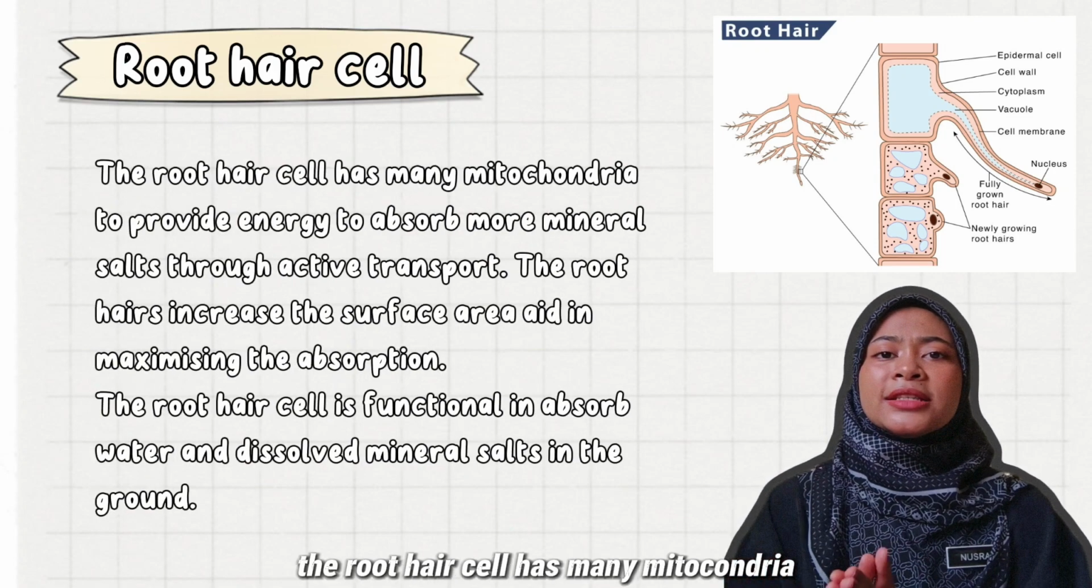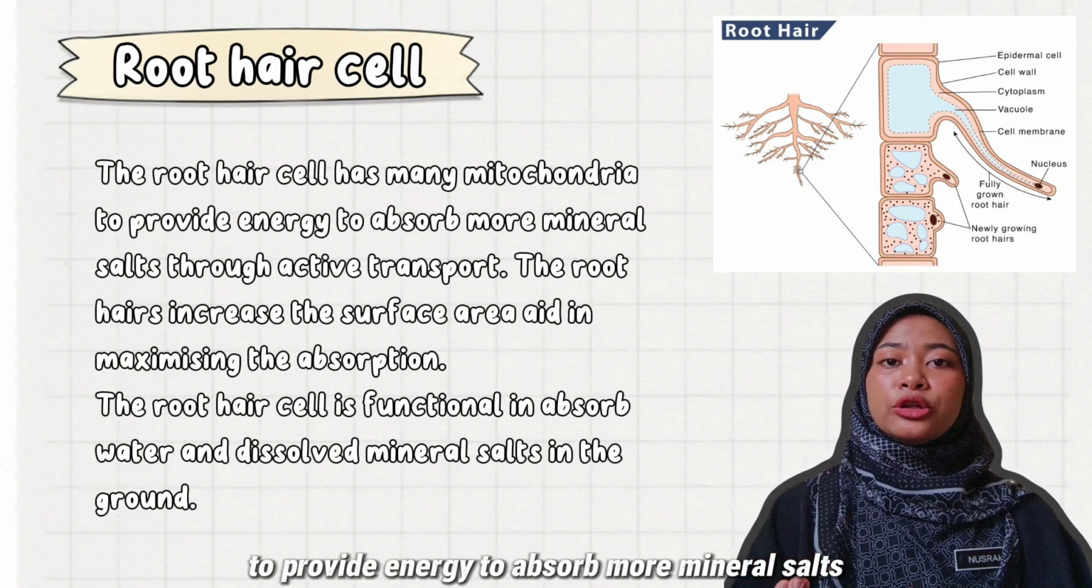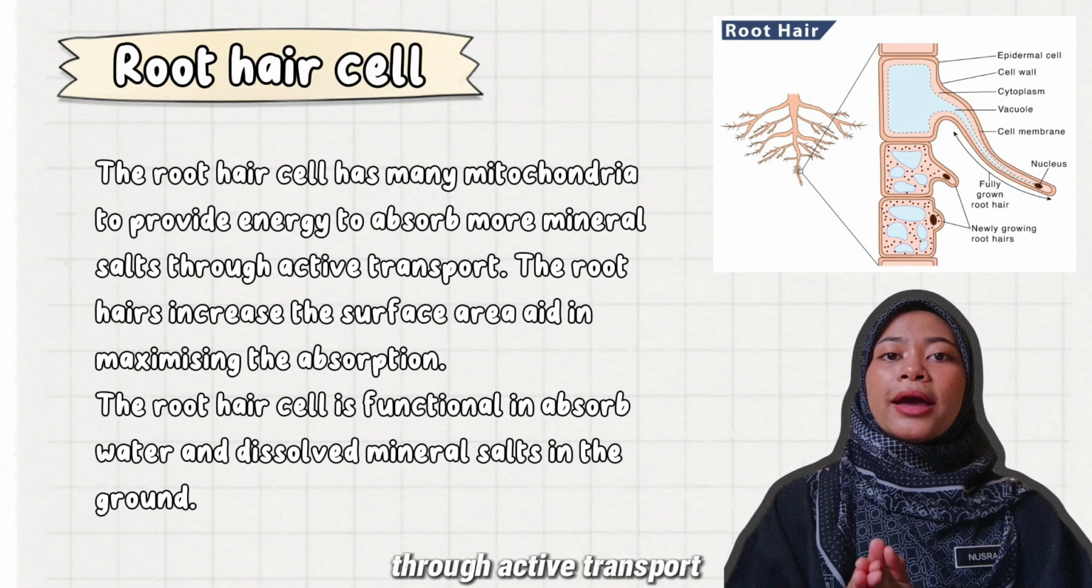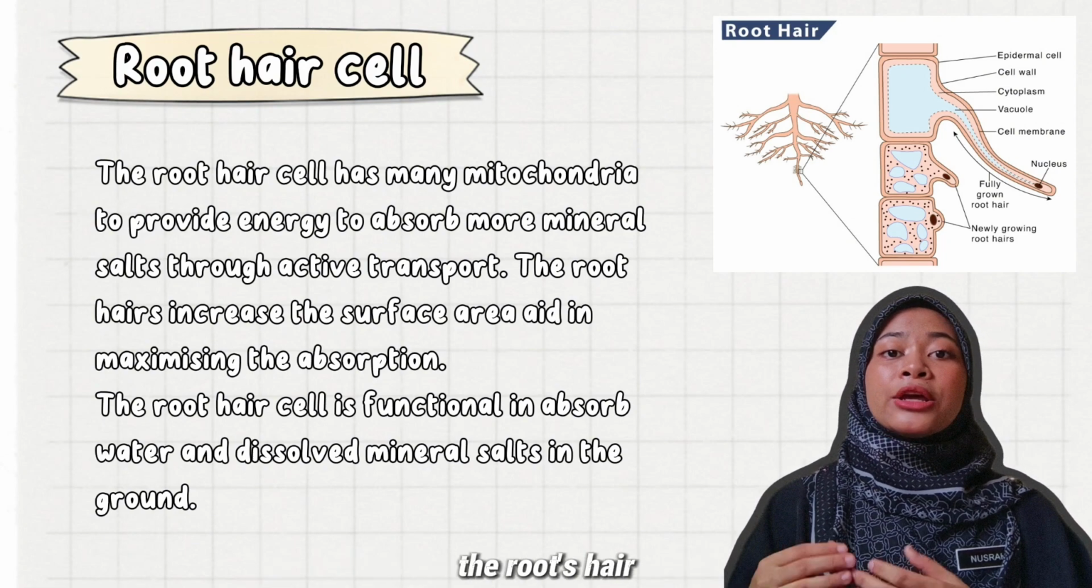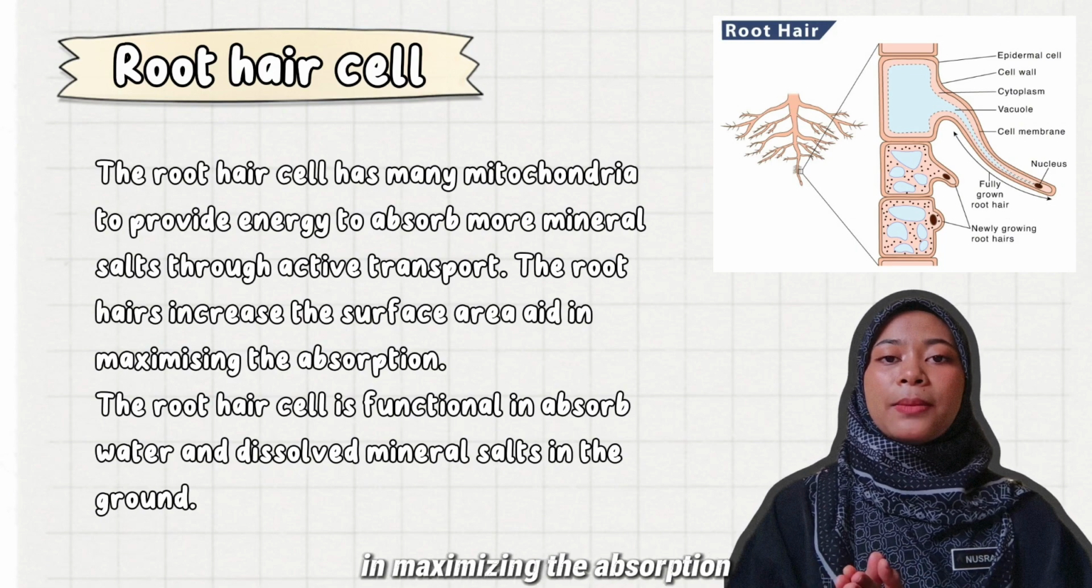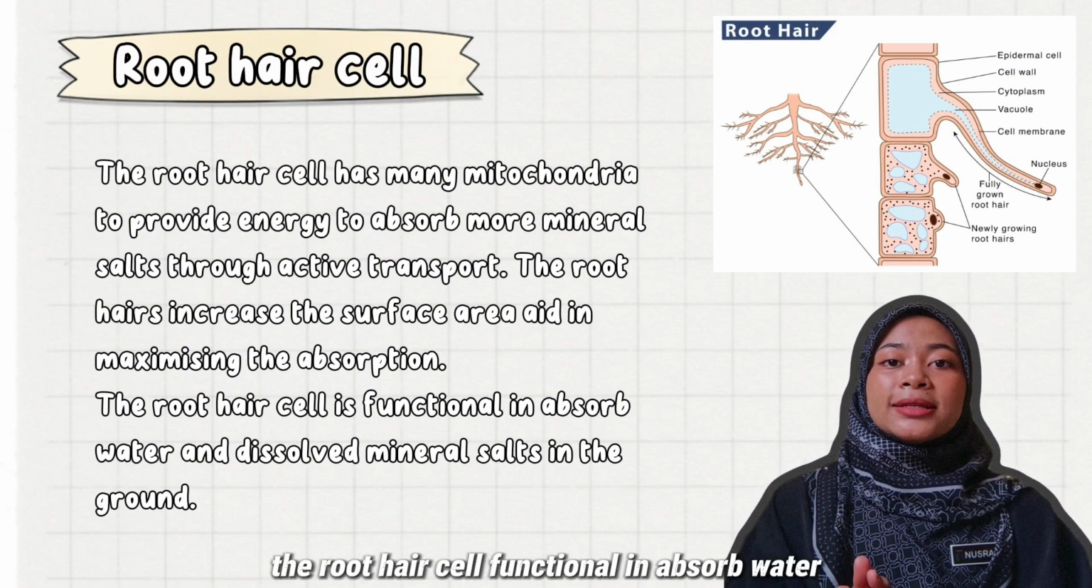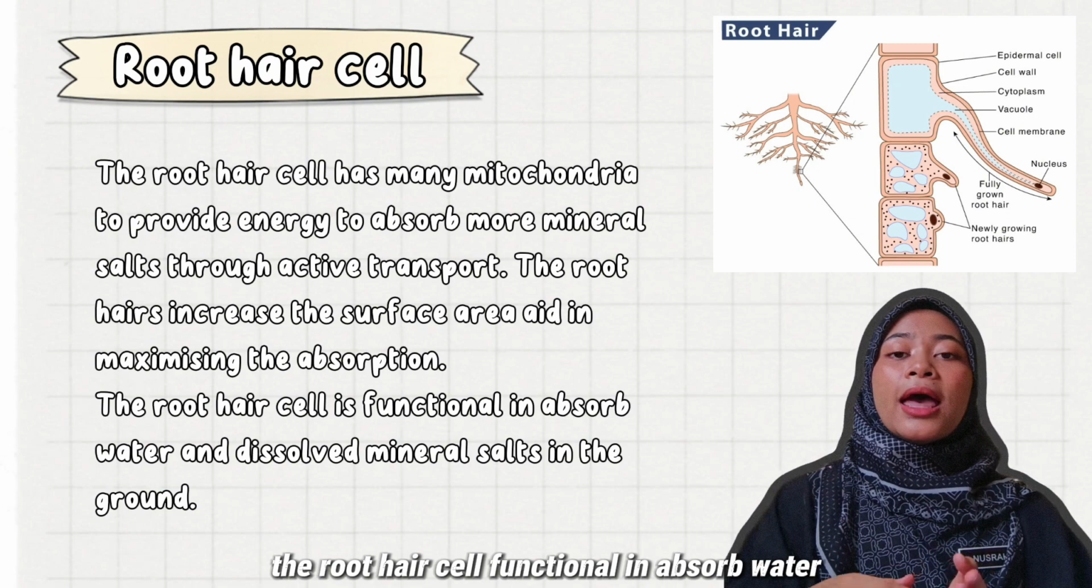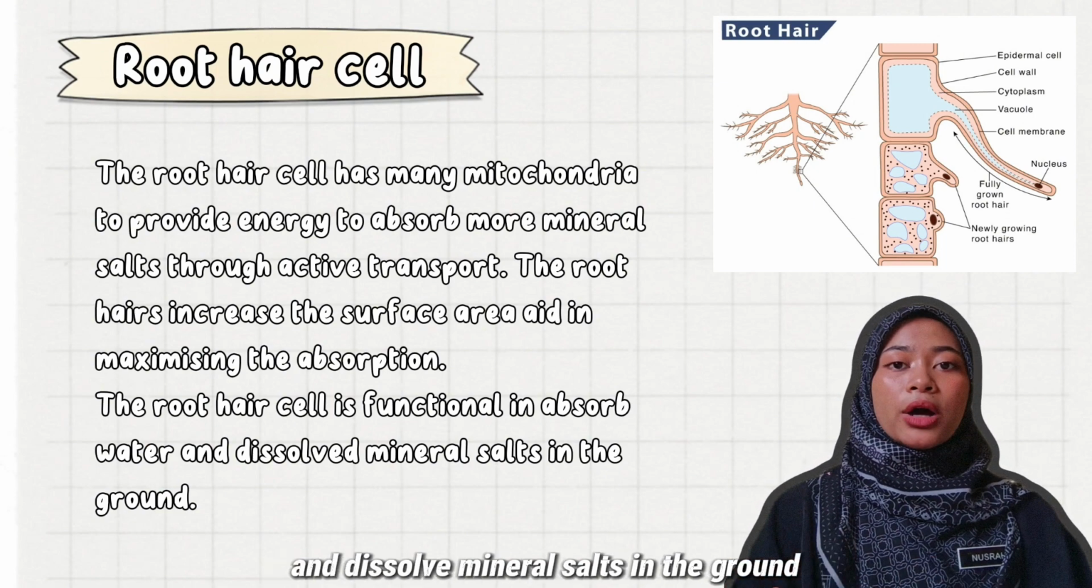The root hair cell has many mitochondria to provide energy to absorb more mineral salts through active transport. The root hair increases the surface area, aiding in maximizing the absorption. The root hair cell is functional in absorbing water and dissolved mineral salts in the ground.